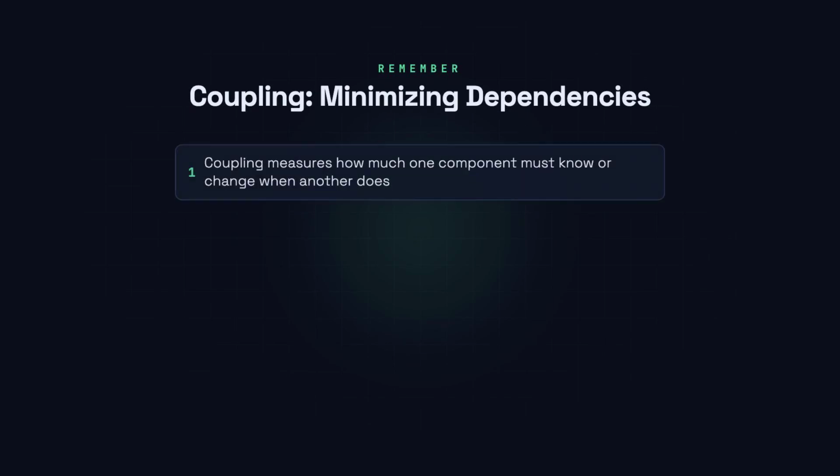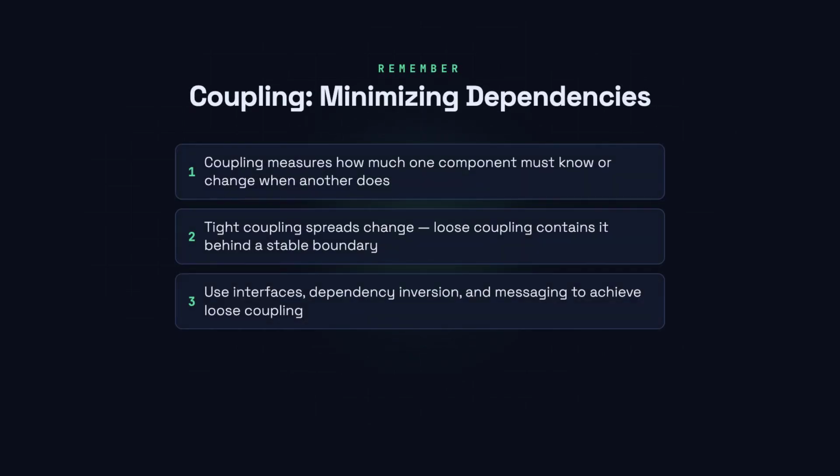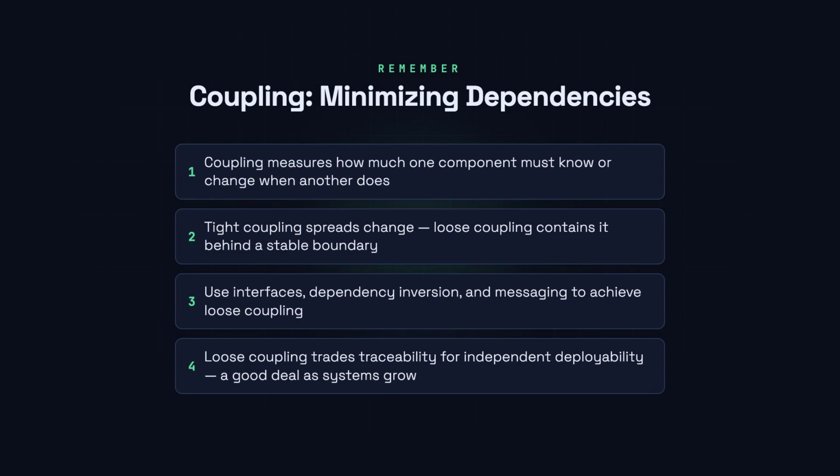Coupling is about the blast radius of change. Tightly coupled systems mean a change in one place echoes through many others. Fragile, slow to evolve, and painful to test. Loose coupling draws a clear boundary. Components agree on a contract, hide their internals, and communicate through stable interfaces or events. The result is a system where each part can grow and change without dragging its neighbors along.